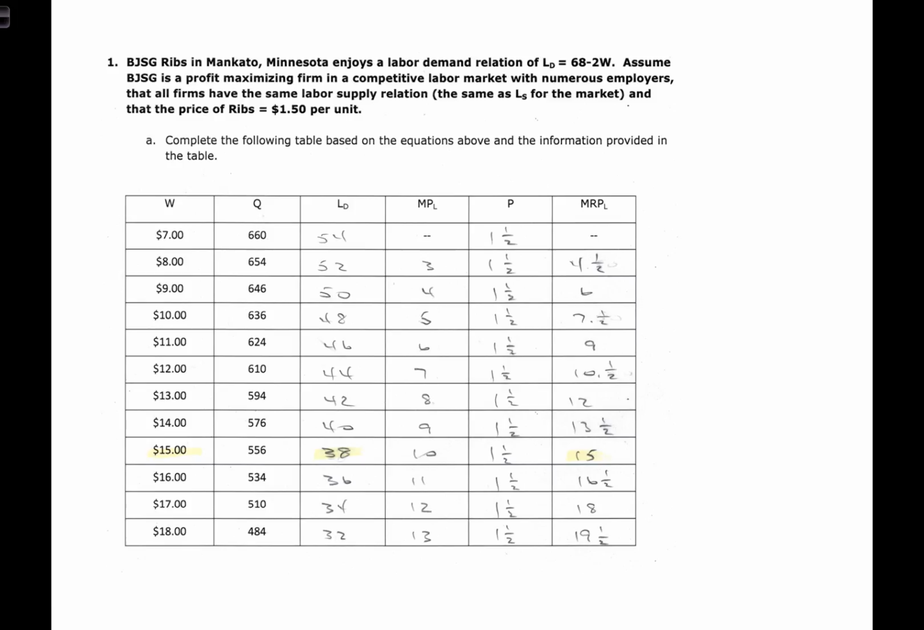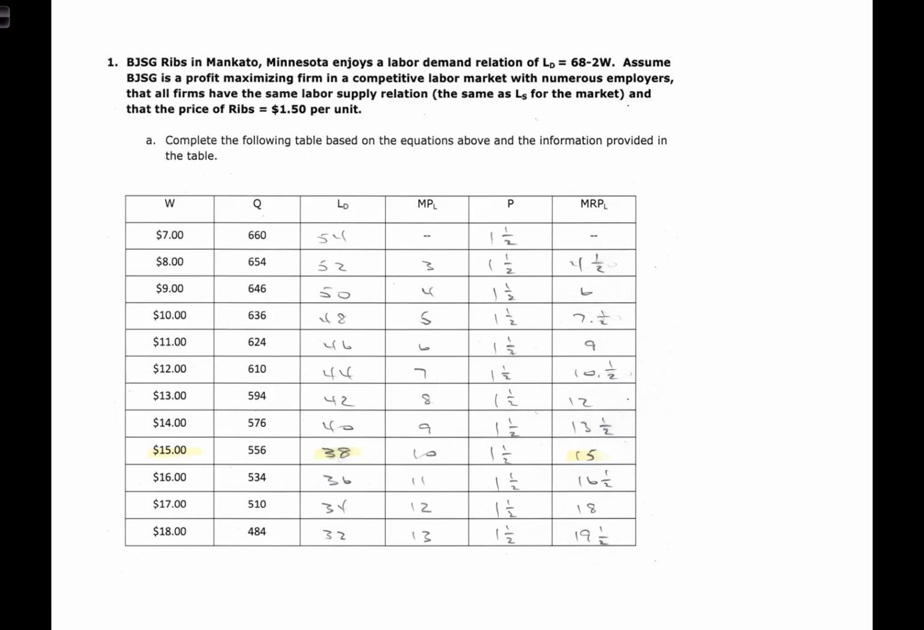So problem 1, I've given you some information for BJSG Ribs in Mankato, Minnesota. They have a labor demand relation of labor demand equals 68 minus 2W. It's a profit maximizing firm in a competitive labor market with numerous employers. All firms have the same labor supply relation, which simply means that we don't have to worry about it. If they all have the same one, maybe for the information I'm asking for here, we don't even have to consider what it is then.